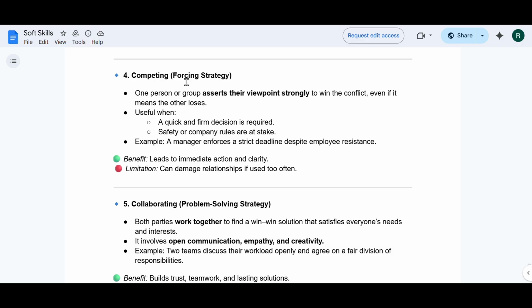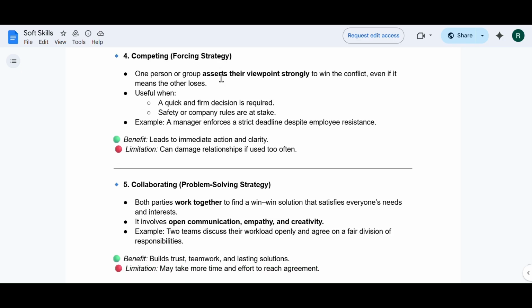Next, the competing or forcing strategy. Here two persons are involved, and one person forces the other to accept only their point. This is used when there are higher officials and lower officials, for example an employee and a manager. The manager will pressure the employee to make this particular decision and accept this particular viewpoint. The employee has no option other than accepting that point of view. So this is called the competing or forcing strategy.